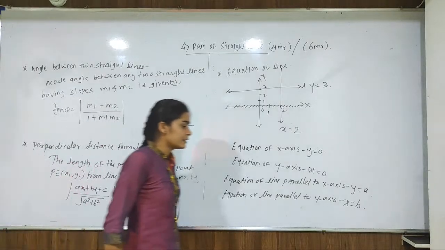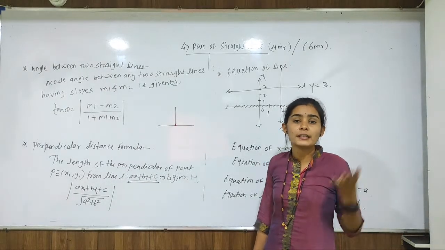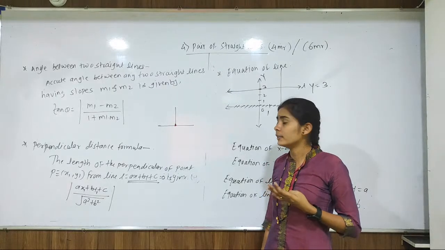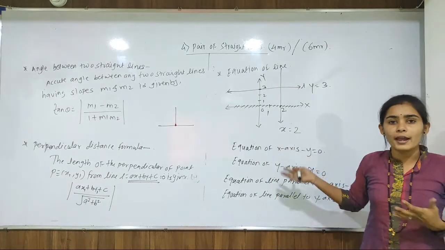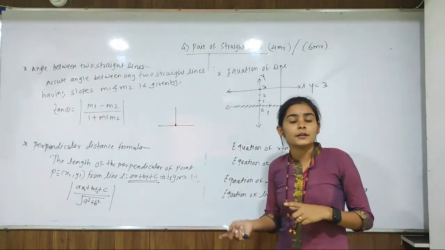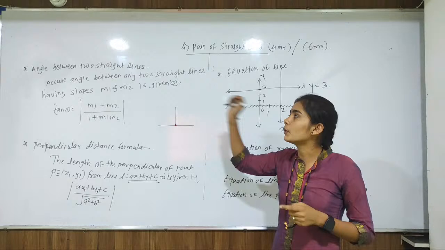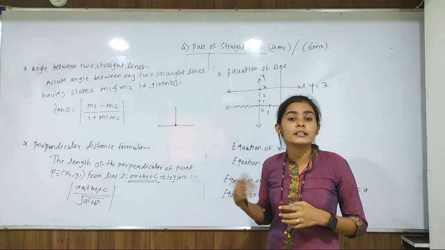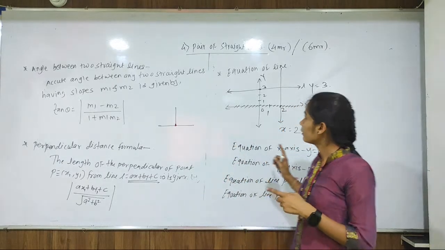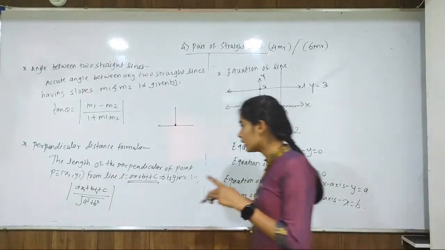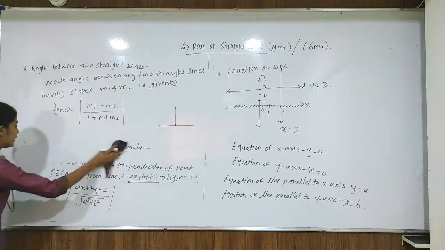Is the concept revision done? What have we seen? Slope point form, slope intercept form, two-point form, distance formula. After that we have seen double intercept form, equation of line, equation of x-axis, equation of y-axis, equation of line parallel to x-axis, equation of line parallel to y-axis. We have seen angle between two straight lines, perpendicular distance formula. Okay? We have seen all this. All this was the basics of class 11. Understood? What are the formulas for the straight line? But in class 11 we only saw the straight line chapter.